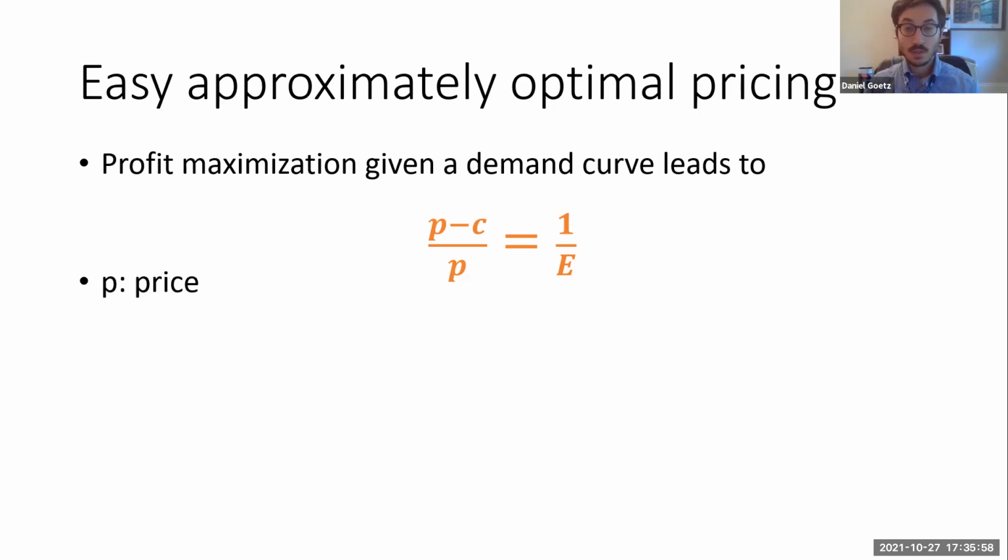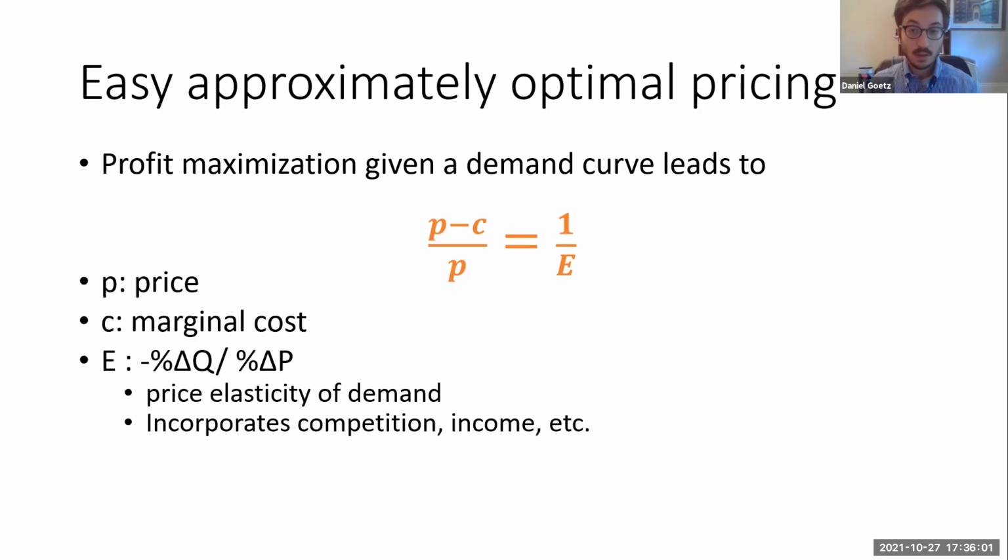Okay, so P is the price, and we'll solve for that. C is the marginal cost, which we should know because we're the firm and we have a good sense of what our costs are. And then E, the elasticity, is the percent change in quantity divided by the percent change in price, negative. So this elasticity is a measure of how responsive quantity sold would be to the price if I decided to change it.